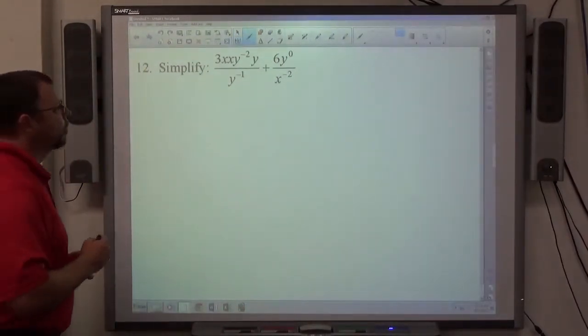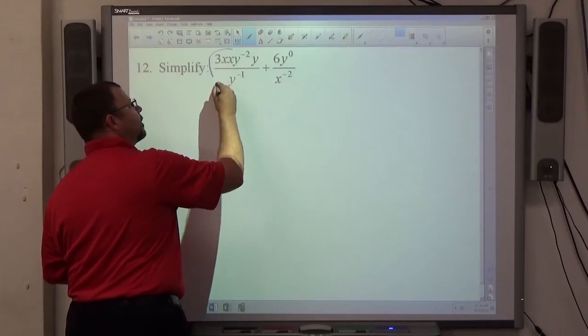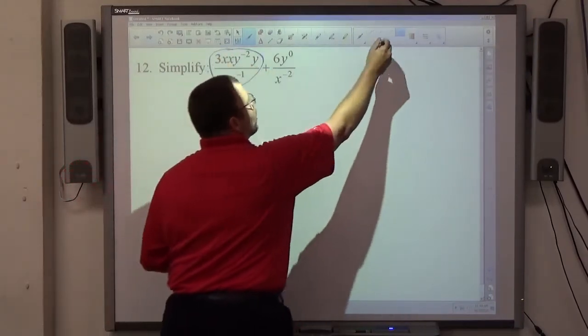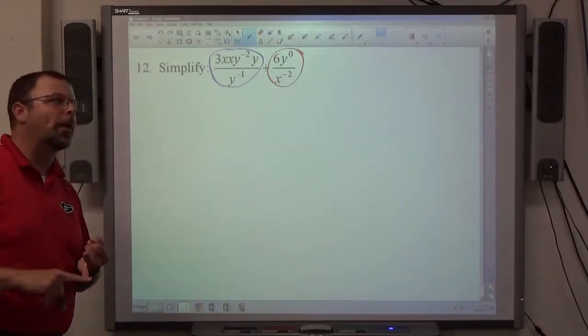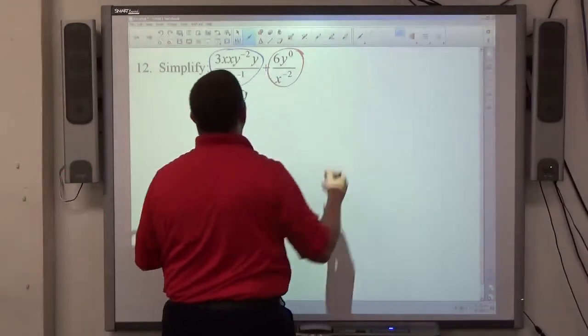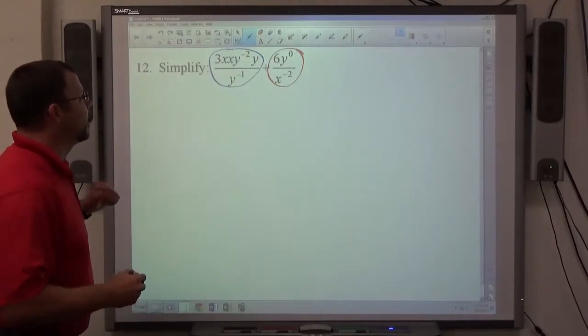Number 12. We're adding like terms. In order to add like terms, we first have to know if they are like terms. When they look like this, I can't tell. So my first priority on this problem is to make each term as simple as possible, one of each letter, all powers positive. And this one's pretty complicated, so I might take it in a couple steps.